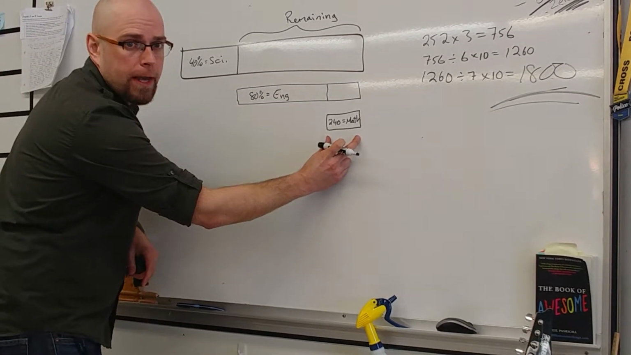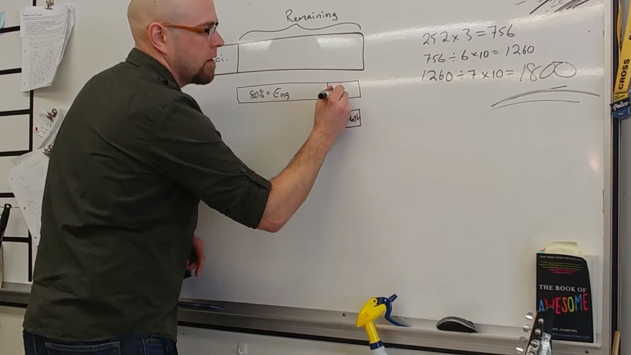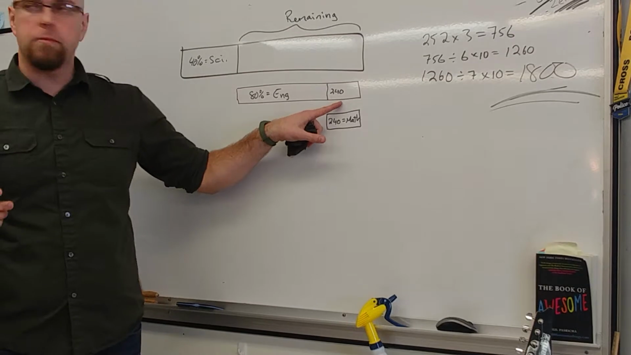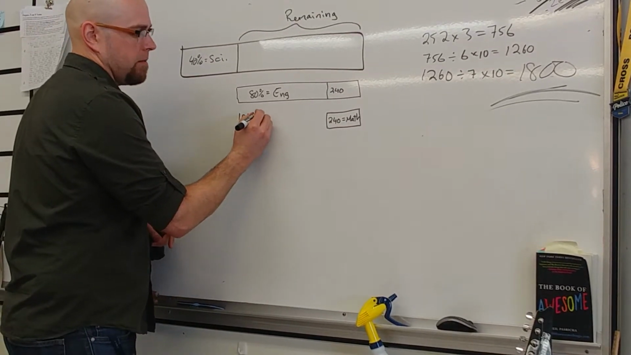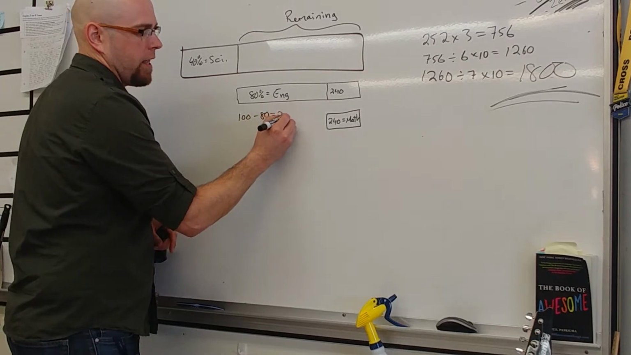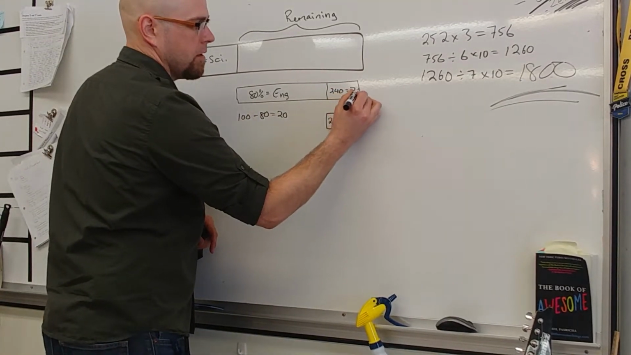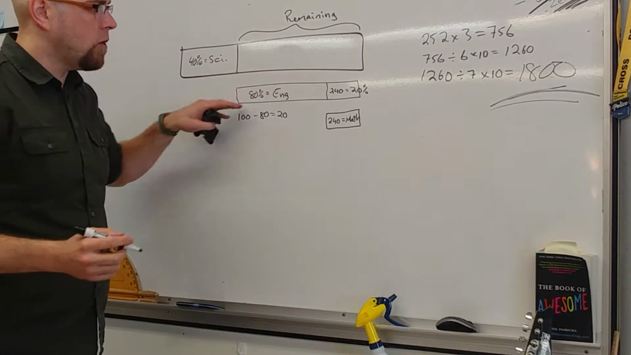I have 240. So I know this number is 240, but I don't know what percent this number is. Well, if I look, 100% minus 80% equals 20. So I know that 20% of this number is 240. So how do I apply this to the whole thing?